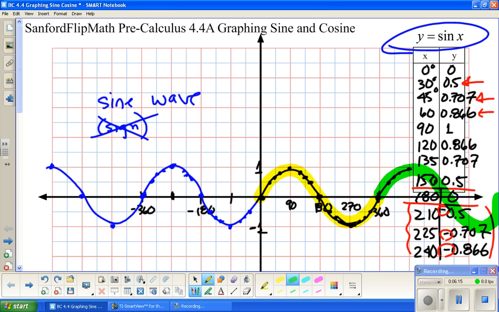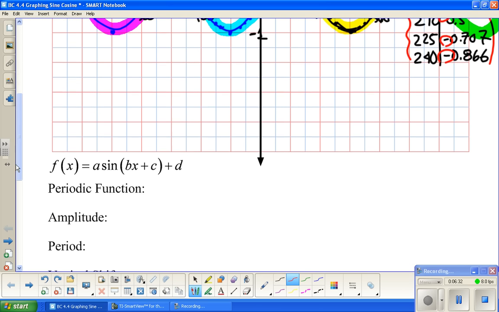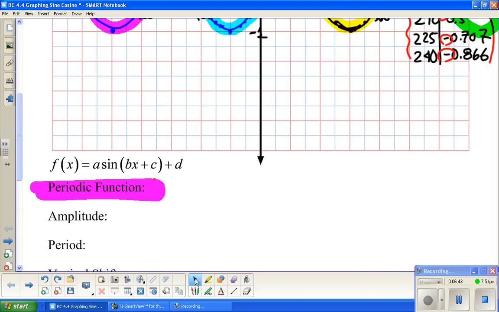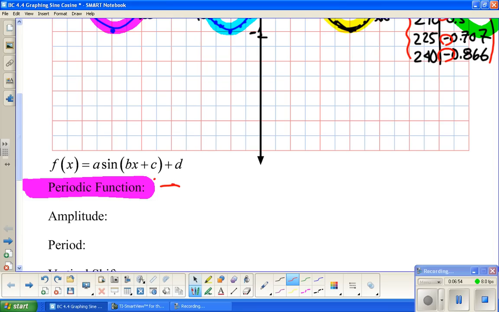Now, obviously, we can't just keep going on that, but here's the idea. Notice how if I keep going, it just does another one of those. So this function is referred to as periodic. This is a specific example. It is a periodic function. A periodic function just means that the y values for this function repeat.